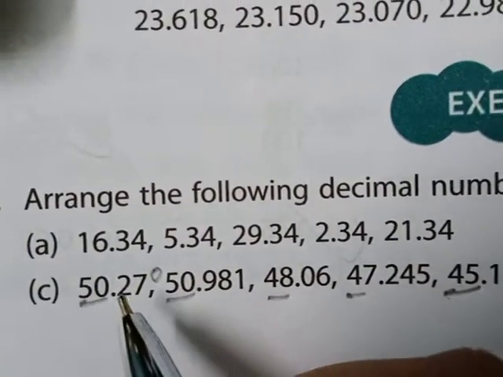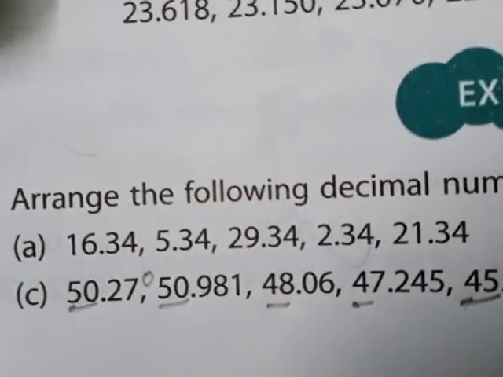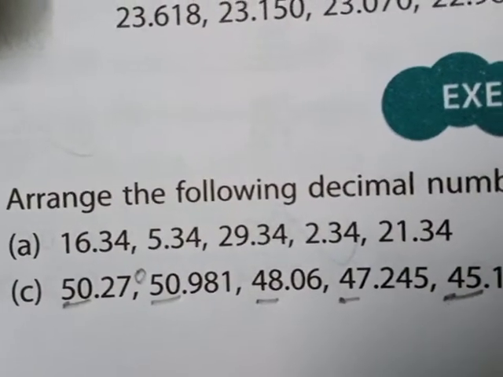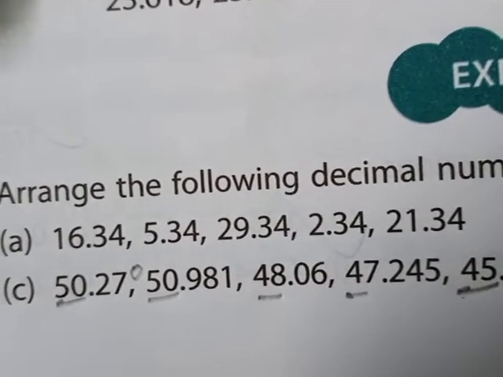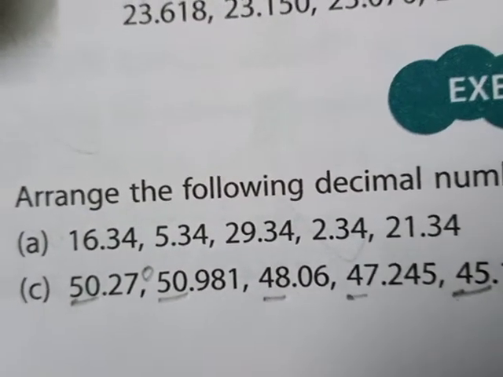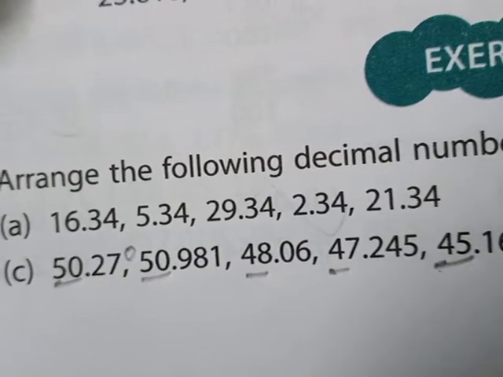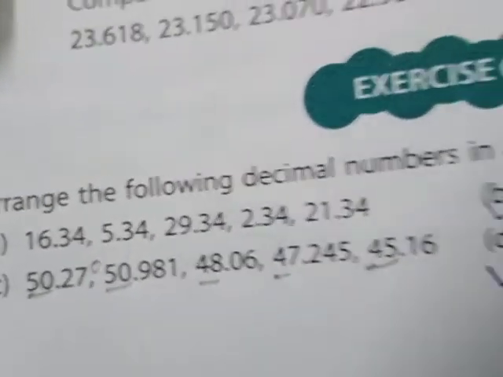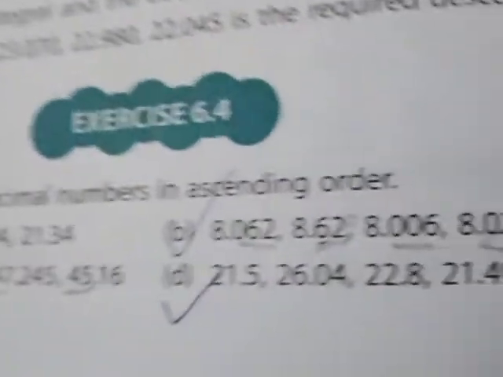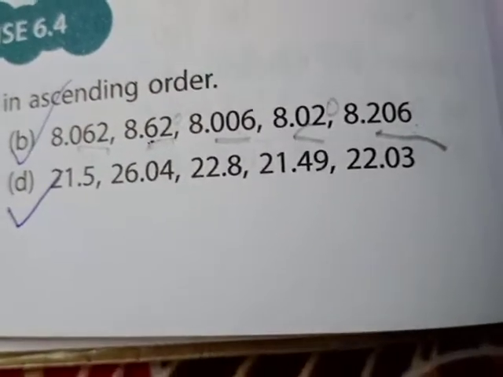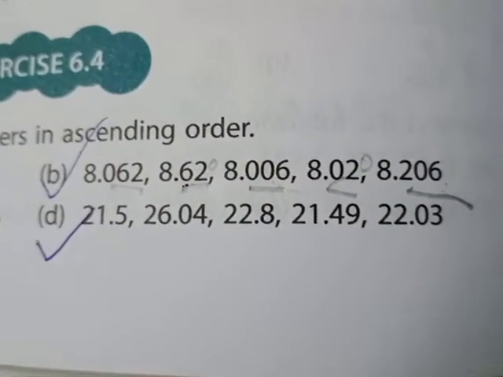So we have here 2 and 9. Among 2 and 9, which one is the smaller? 2, right? So 50.27. Got it? And at the last we will write 50.981. Done with question number C. Then D. What do we see? First of all, integral parts.